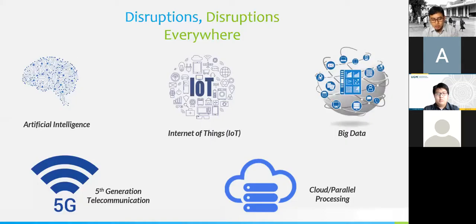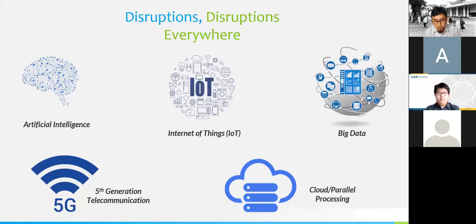Okay, so last I will discuss disruption. We have disruption everywhere. So all of this is now our everyday life. We have artificial intelligence every day. We have Zoom that interactively erases my background here. And we also have the Internet of Things. We have big data. We have 5G and we have cloud or parallel, or now it is called ubiquitous computing.